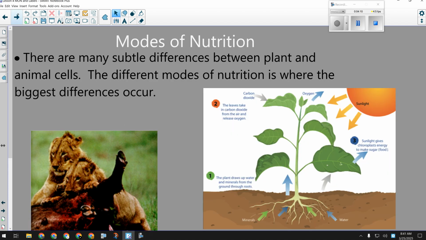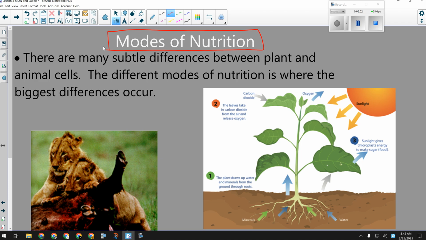So how you get your sugar, how you get your fuel, is referred to as your mode of nutrition. Those 3 words are going to be super important. Your mode of nutrition is how you get your fuel. Now, 99% of all life on Earth basically falls into 2 categories in terms of modes of nutrition: photosynthetic, and the kind like animals and fungi and decomposers that have to consume the material from other organisms.